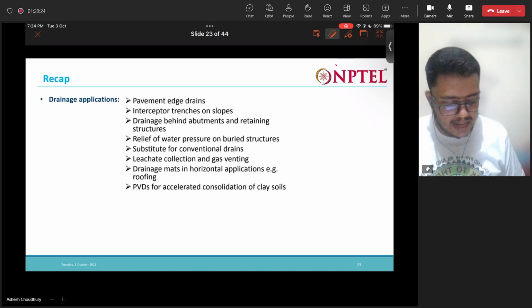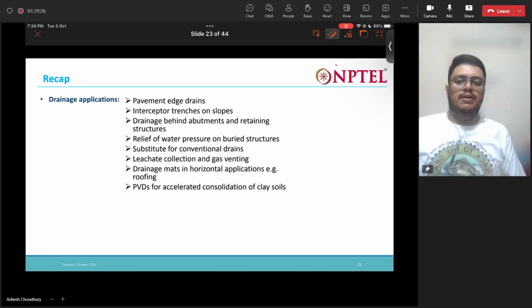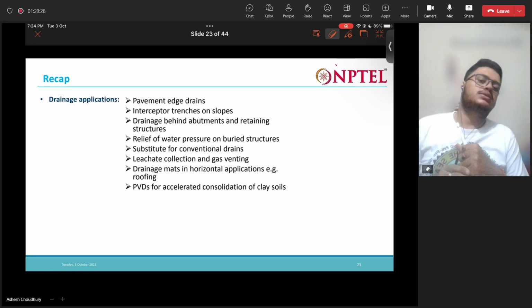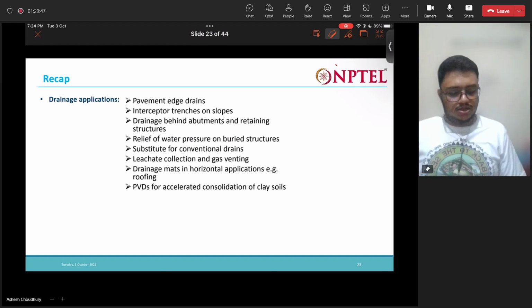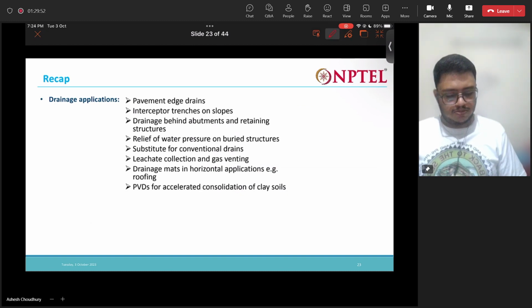Then we have drainage behind abutments and retaining structures. So behind retaining walls, we generally use geotextiles so that the water is drained out. If the water is not drained out, what will happen? We discussed this in the initial lectures also. If the water is not drained out, there will be extra hydrostatic forces acting, and due to that, the structure might fail. So it is very important for us to drain the water out.